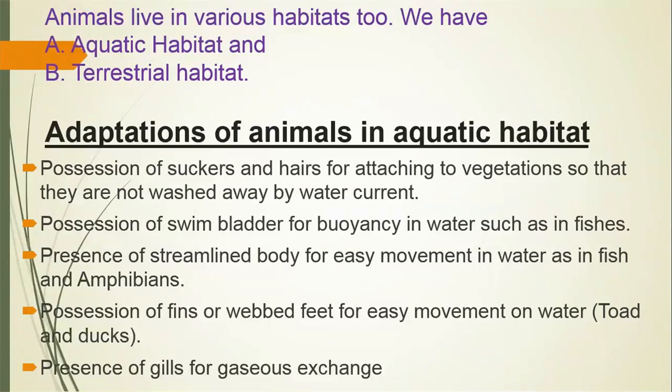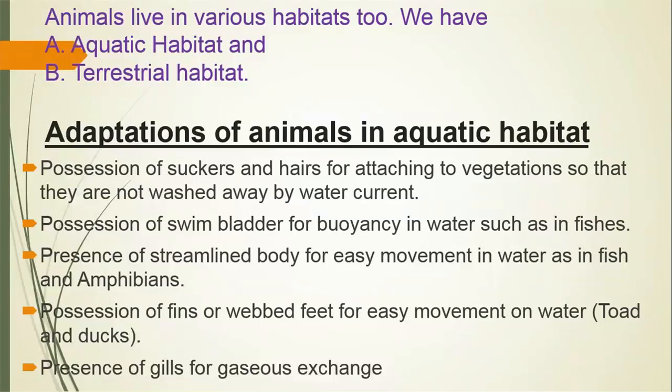Number two is possession of swim bladder for buoyancy. I told you earlier on that the meaning of buoyancy is to help them to float on the surface of water or in water. Such as in fish and some other aquatic animals, they possess what we call swim bladder.